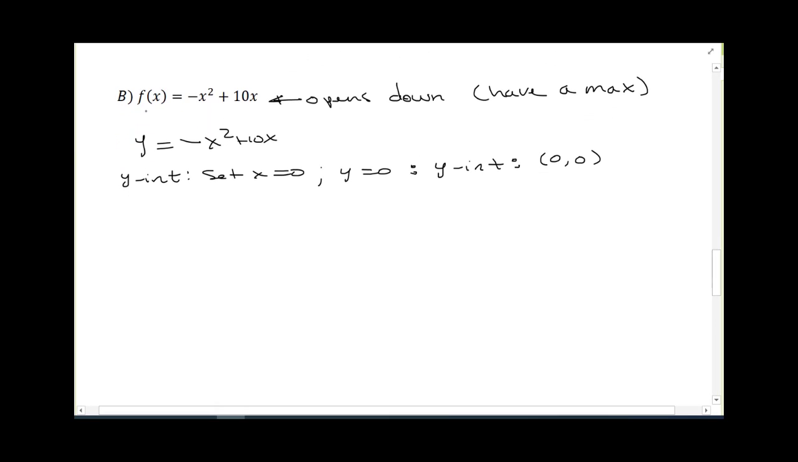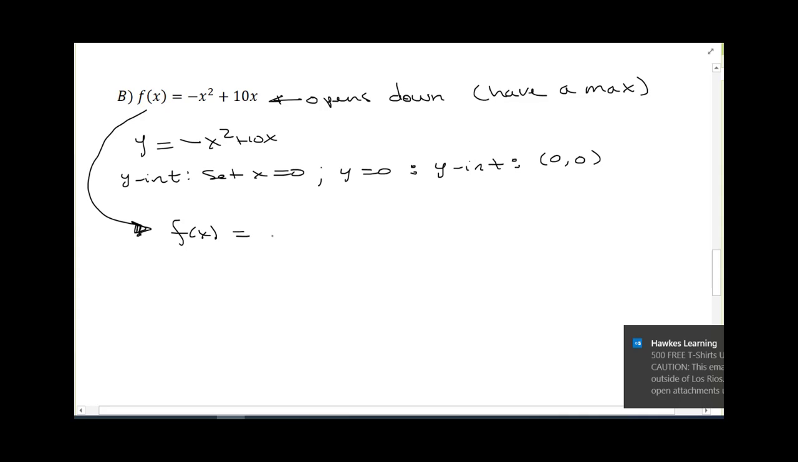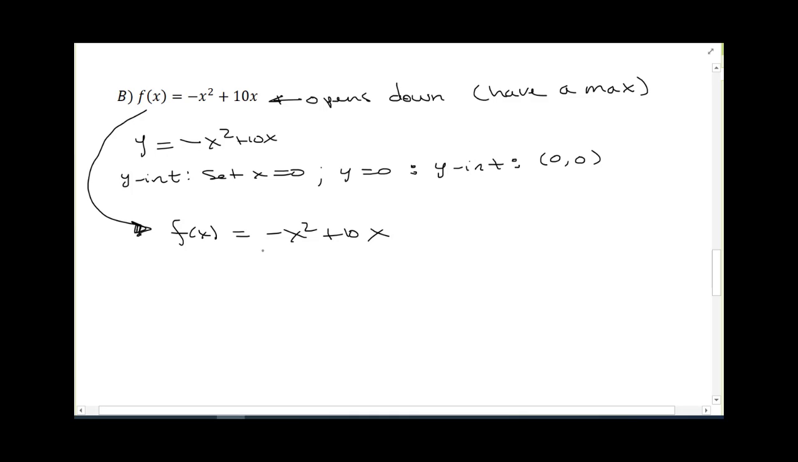So let's put it in vertex form so that we can identify what the vertex is. I'm going to have f of x equals negative x squared plus 10x. Now in completing the square, we have to have a 1 in front of the x squared. So a has to be a 1. Right now I have a negative 1, so I can't complete the square. So I have to do a little bit of math to make it look okay.